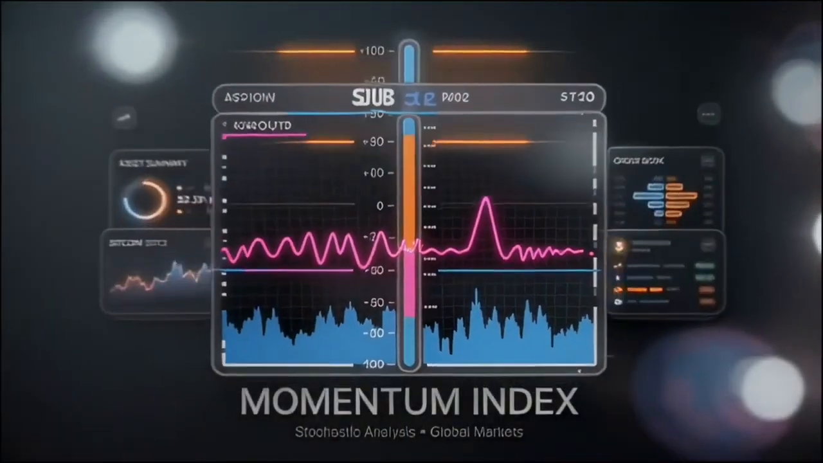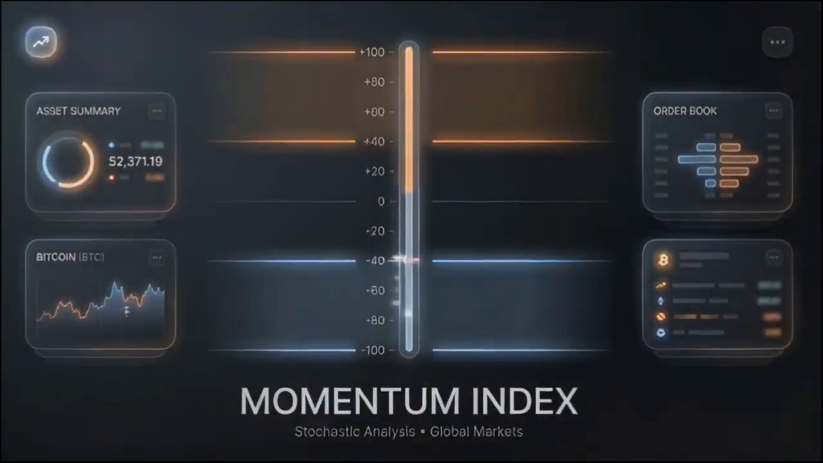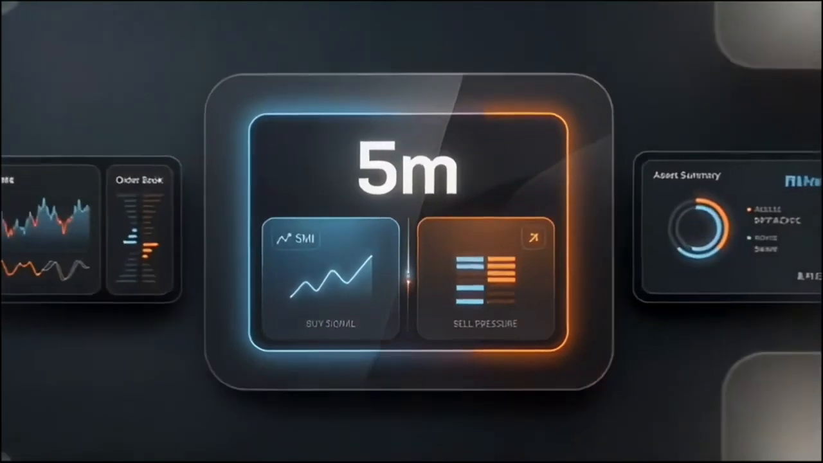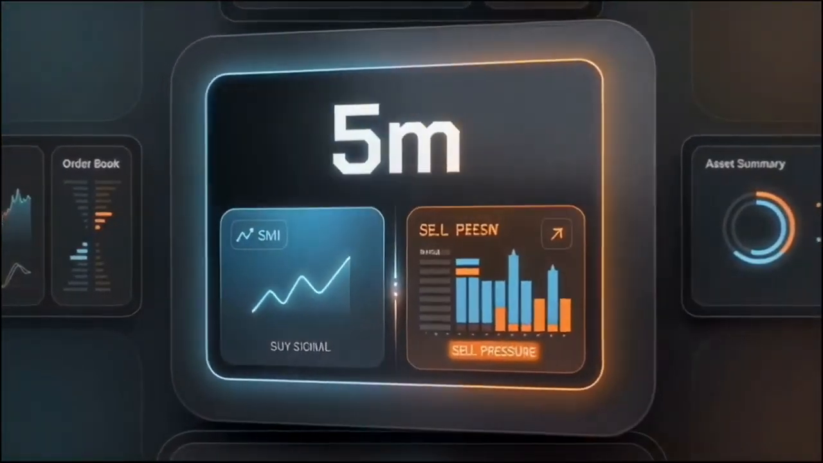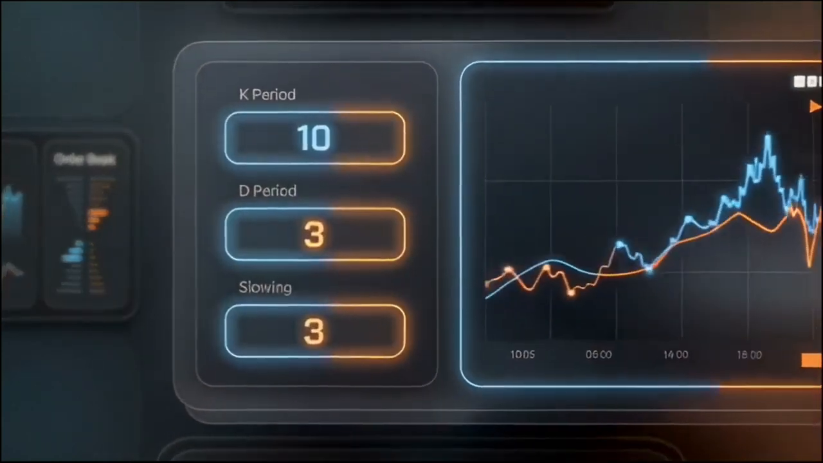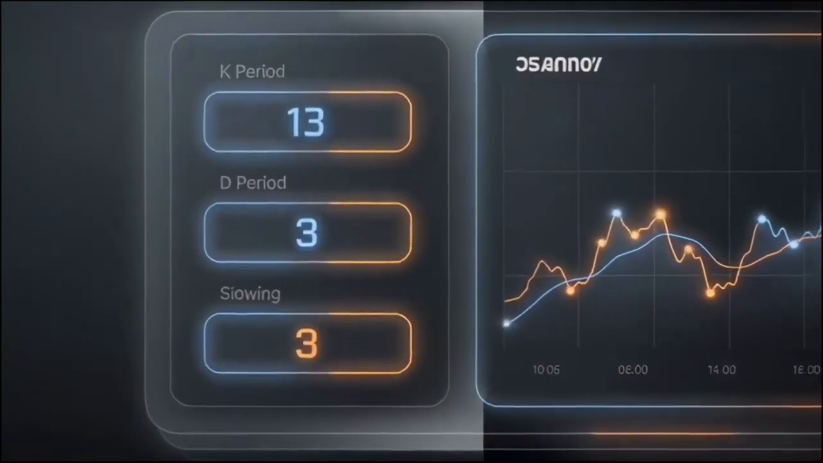The readings run from +100 to -100, with +40 and -40 as the overbought and oversold zones. Now, timeframe by timeframe. Start with the 5-minute chart. 2 options here. The standard scalping setup is %K length 10, %D length 3, signal length 3.